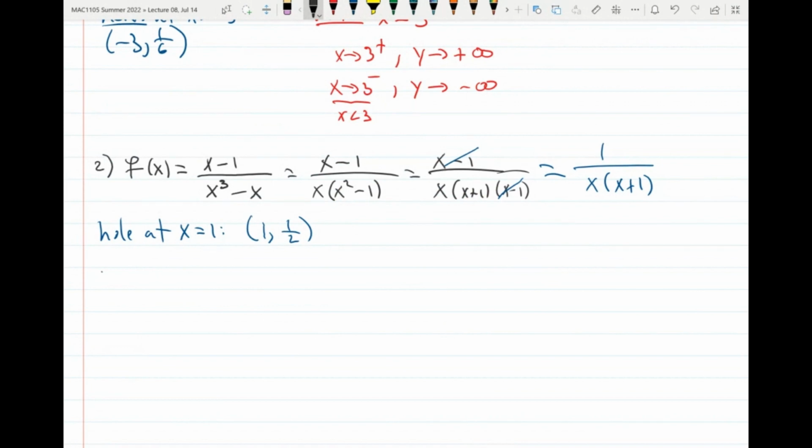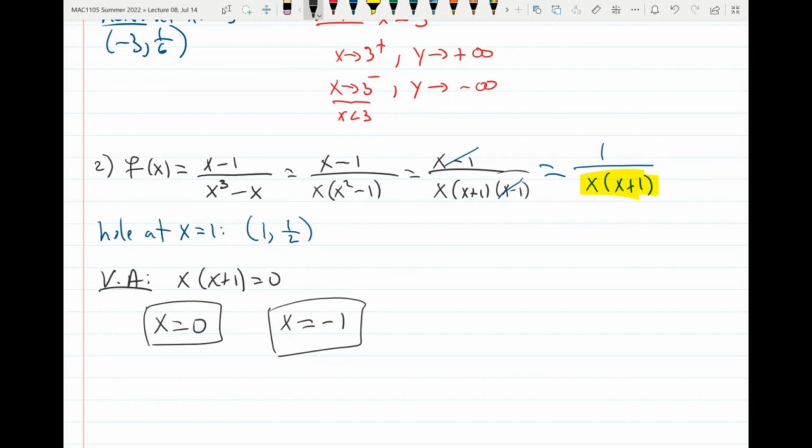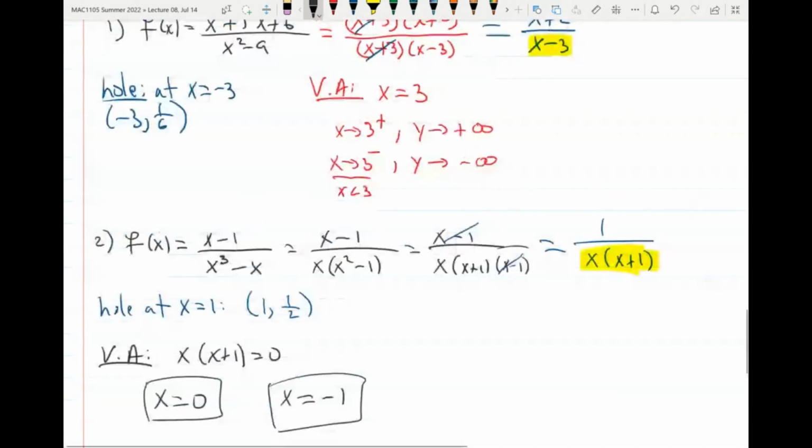Next, we find the vertical asymptotes. How do we find the vertical asymptotes? In where? In the reduced version. So for the vertical asymptotes, you just have to solve the equation x times x plus 1 equals 0. So we get x equals 0, x equals negative 1. So we found two vertical asymptotes. You may have more than one vertical asymptote. So this function has two vertical asymptotes and one hole. Questions? Okay, so that's how you find vertical asymptotes.